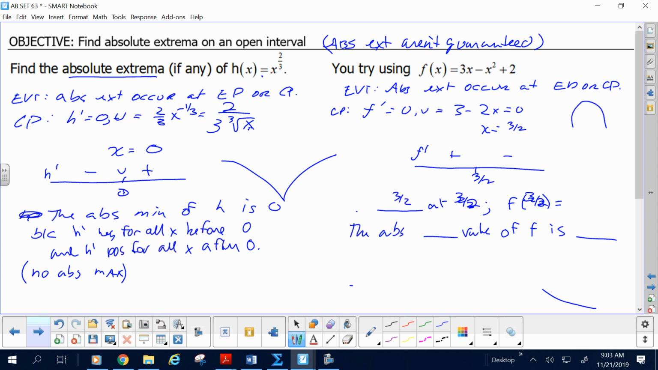All right, now that's not my justification. I'm just kind of playing around. So f at 3/2, what is f at 3/2? 17 fourths? Anybody? Can I get it?